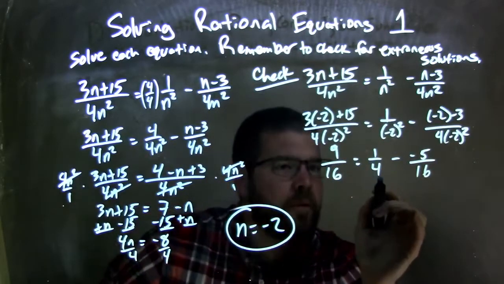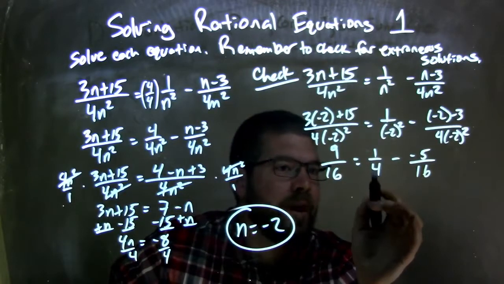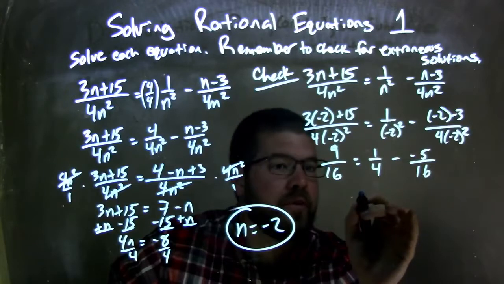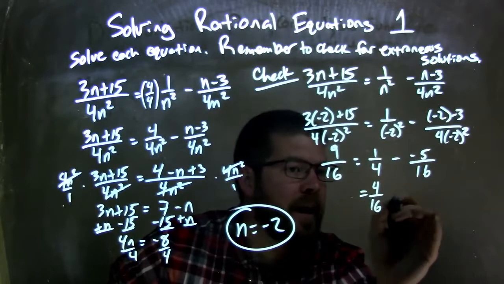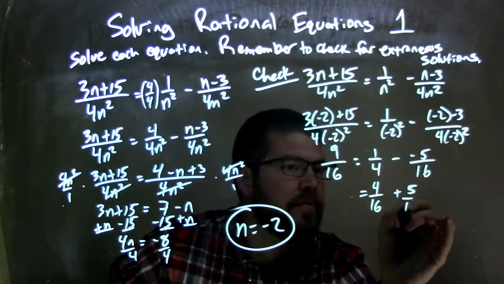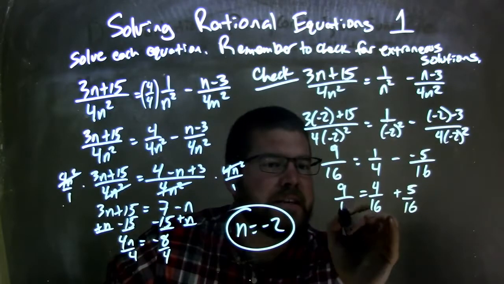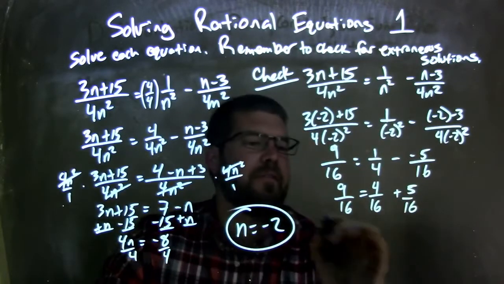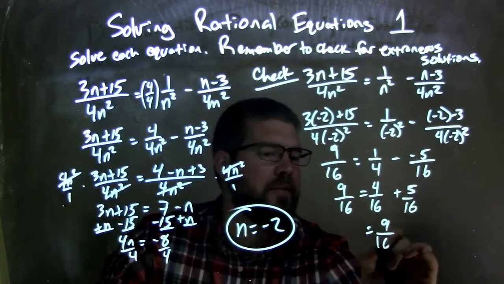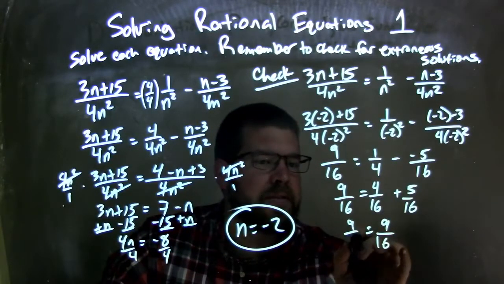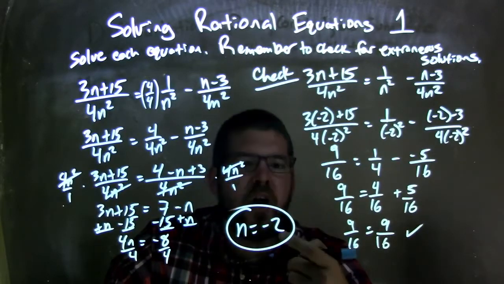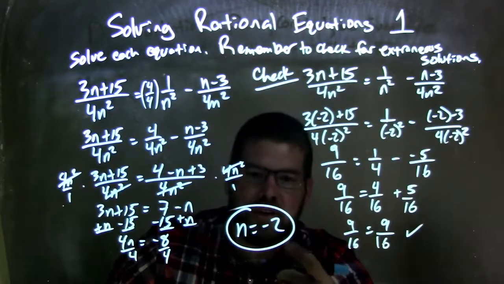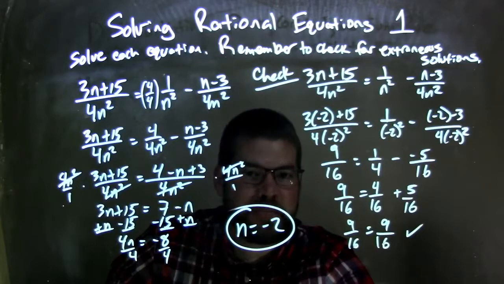Well, 1/4, I can rewrite 1/4 to become, right, I want it the same base as 16, 4 over 16. So we have 4 over 16 here, and then minus the negatives plus a positive, 5 over 16. And we have 9 over 16 right there. 4 plus 5 is 9. So we have 9 over 16. We can combine the bases because they're the same. 9 over 16. Fantastic. Left and right hand side are equal. Great. Which then confirms our final answer here, which is n equals negative 2.